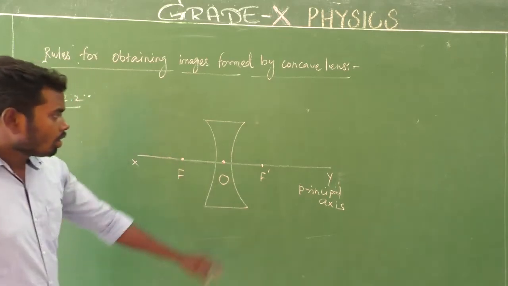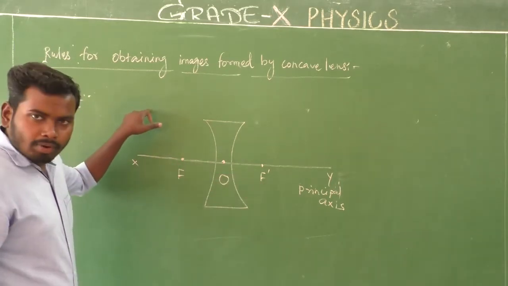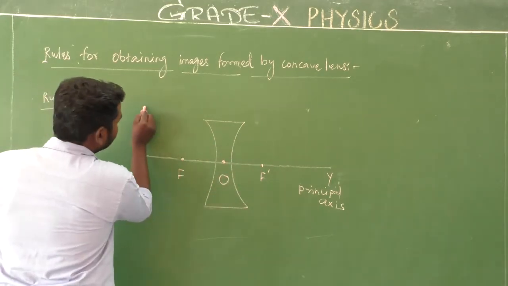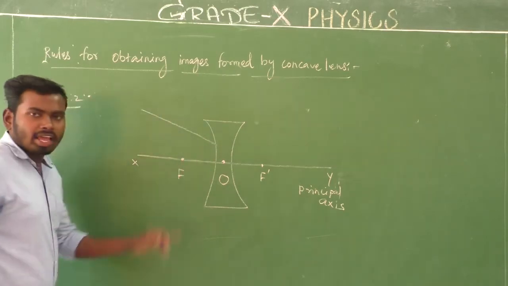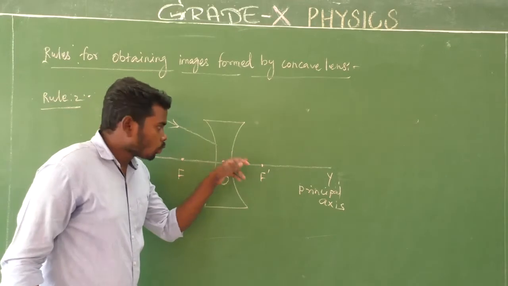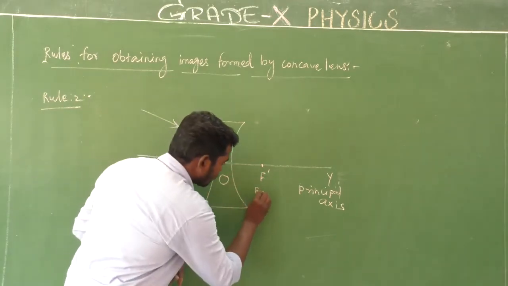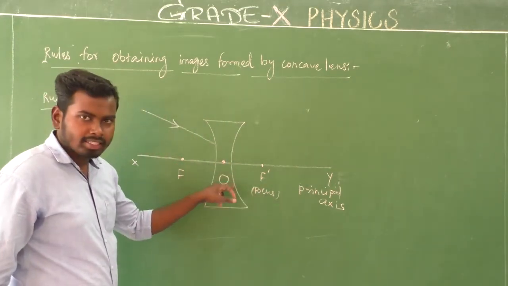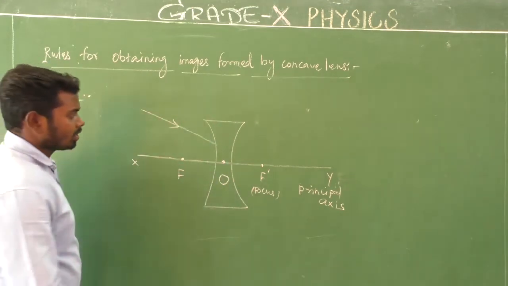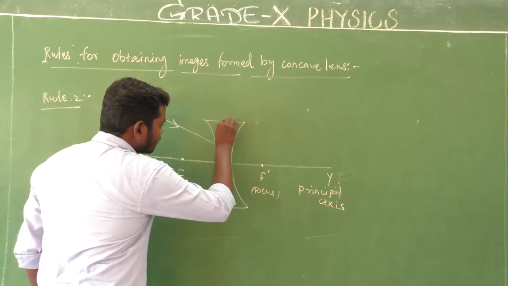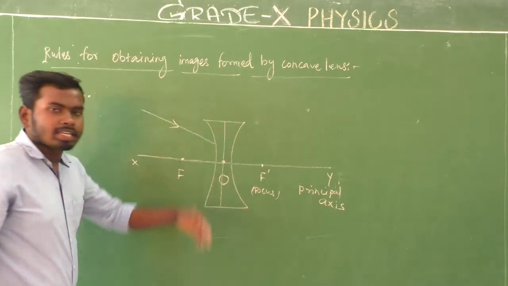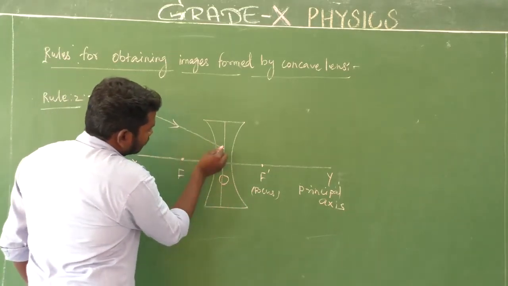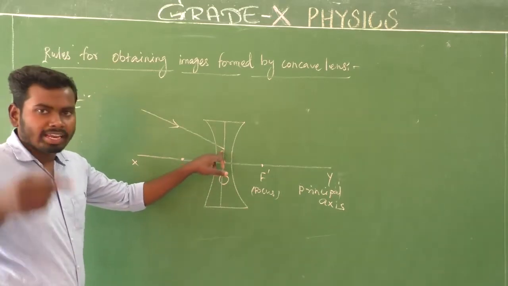Look here. So, the second rule: a ray of light going towards its focus, which means the secondary focus. Consider this is the focus here, the focus of a concave lens. Then it becomes parallel to the principal axis. Am I right? Yes. So consider this is the center point of a concave lens. Is it clear? Yes. So this is a ray of light which falls on the concave lens.